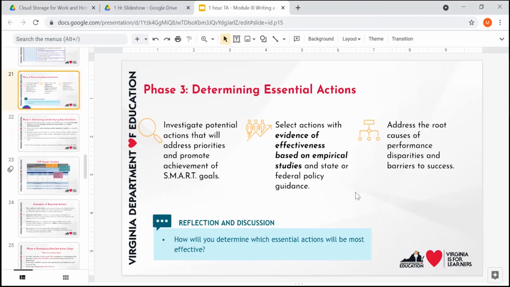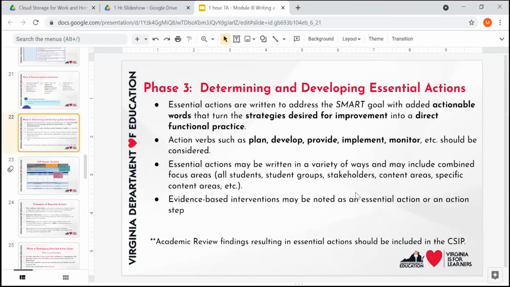And again, that third one, address the root cause, right? So you've done that CNA, you've identified your priority areas, you know the outcome you want to get to. What are the causes, right? Those root causes that we can address within our essential action. Okay. So as you're determining essential actions, right, we said they're going to address the SMART goal. They're going to have actionable words that turn strategies for desired improvement into a direct functional practice. So you're thinking about the strategies you want to implement.